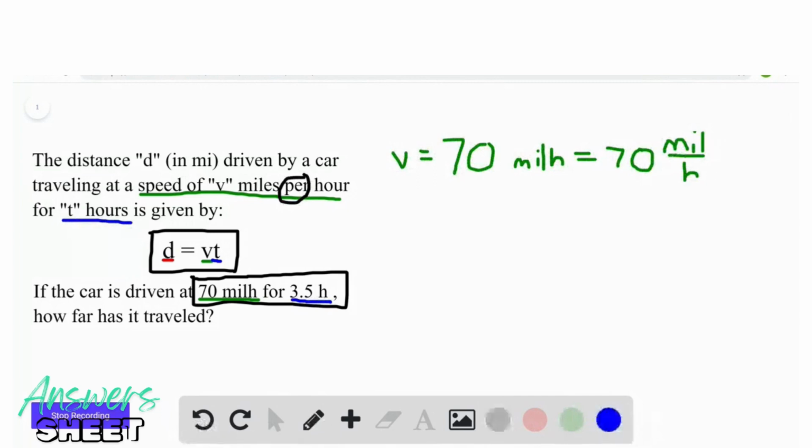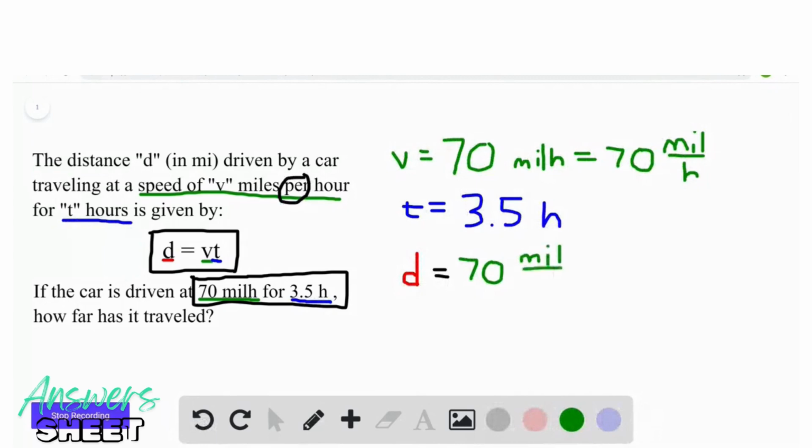And then doing the same for t. Not much special over here. We have 3.5 hours. All right. Now plugging in our values to our equation, we get d is equal to vt, or 70 miles per hour times time, 3.5 hours.